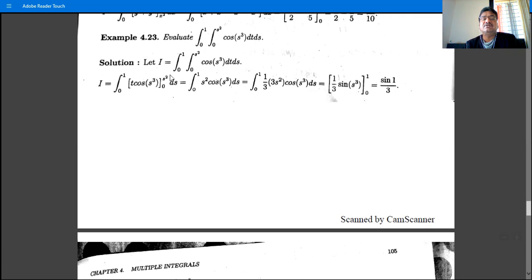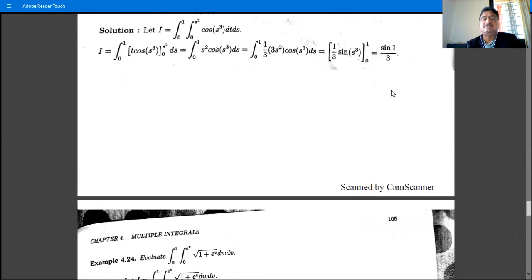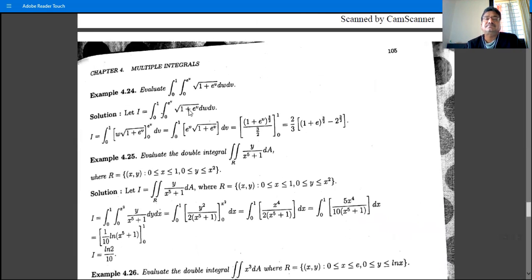And this quantity cos s cube is a constant quantity. So its integration is cos s cube into t. Lower limit, upper limit. And then we have this, and now we have to integrate with respect to s. So substitute s cube as t. And therefore 3s square ds is dt. And then we have this answer. 0 to 1, and then we have this answer, upper limit, lower limit.